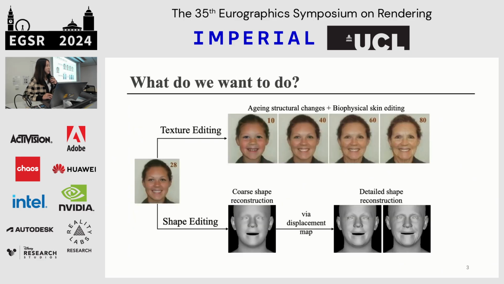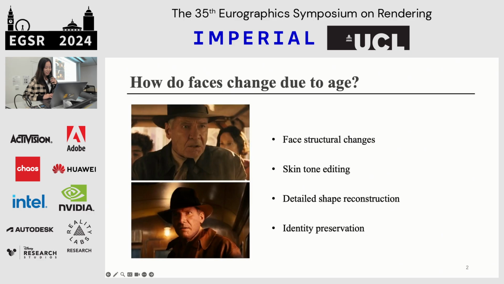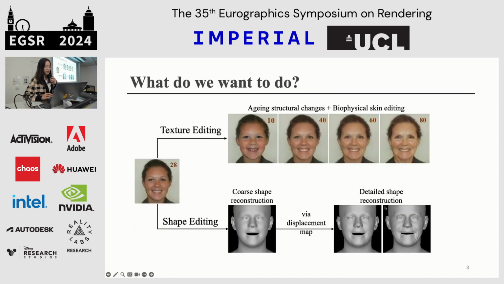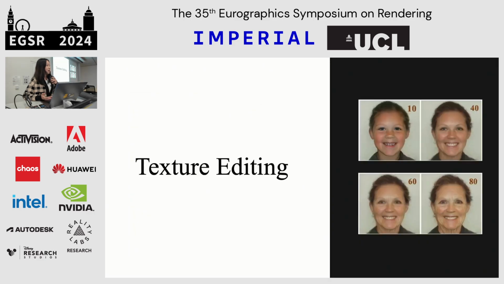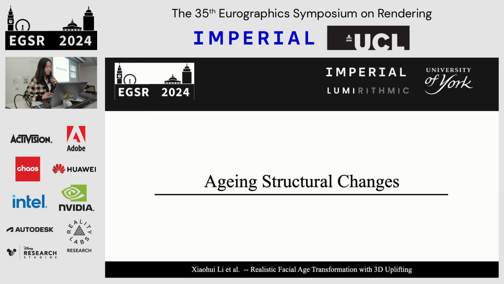We will split these 4 points into 2 directions. The first direction is the texture editing part. We will include the facial structure changes and the biophysical skin editing. And in the shape editing part, we will reconstruct the coarse shape, and also the detailed shapes. Then let's start with the texture editing part.